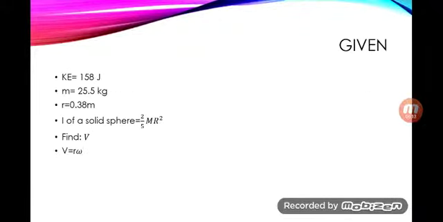We're given kinetic energy is 158 joules, mass is 25.5 kilograms, and radius is 0.38 meters. The inertia of a solid sphere is 2/5 mass times radius squared. We're trying to find tangential velocity, which equals r times angular velocity. Kinetic energy of rotation is simply 1/2 times the inertia times angular velocity squared.